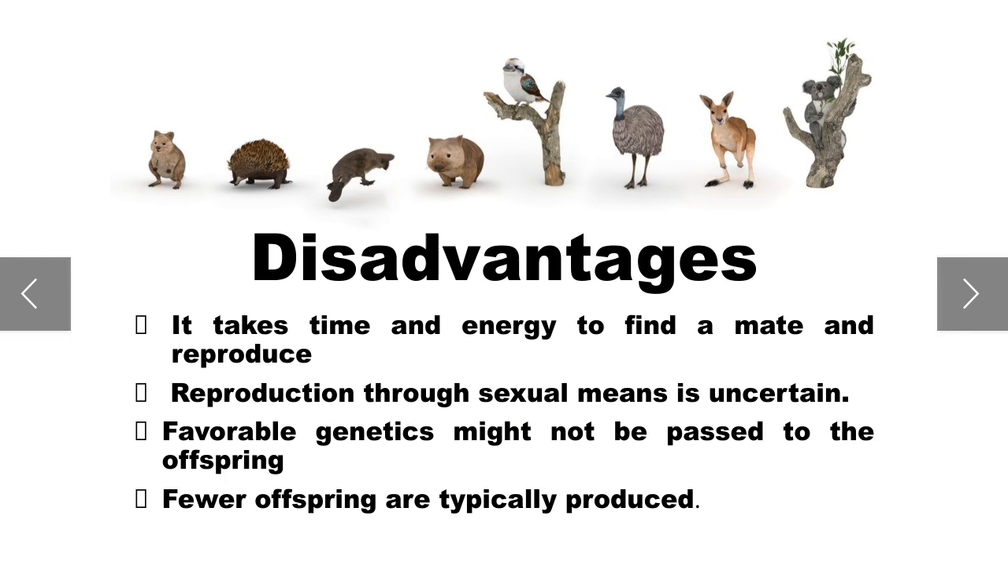Disadvantages of sexual reproduction. It takes time and energy to find a mate and reproduce. Reproduction through sexual means is uncertain. Favorable genetics might not be passed to the offspring. Few offspring are typically produced.